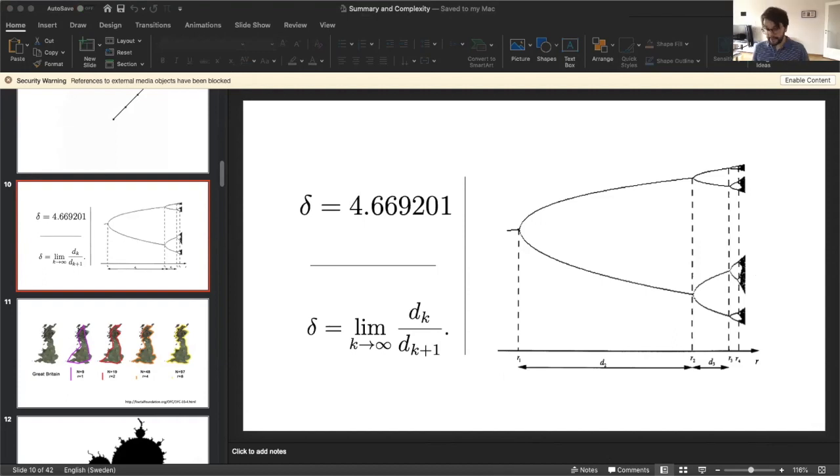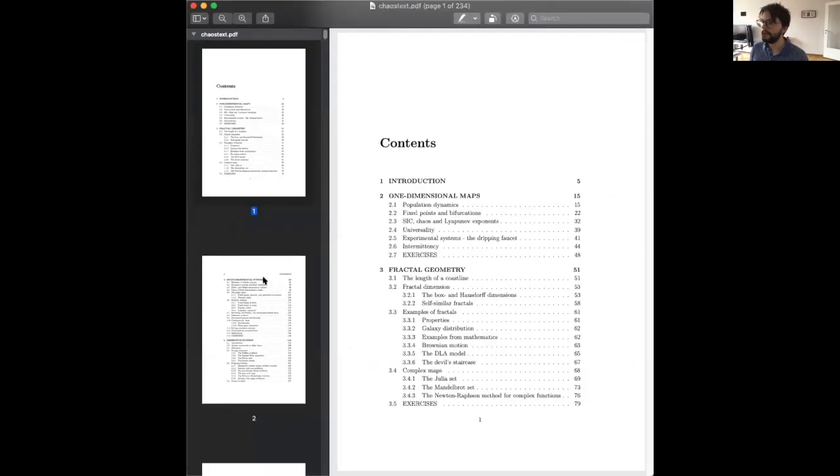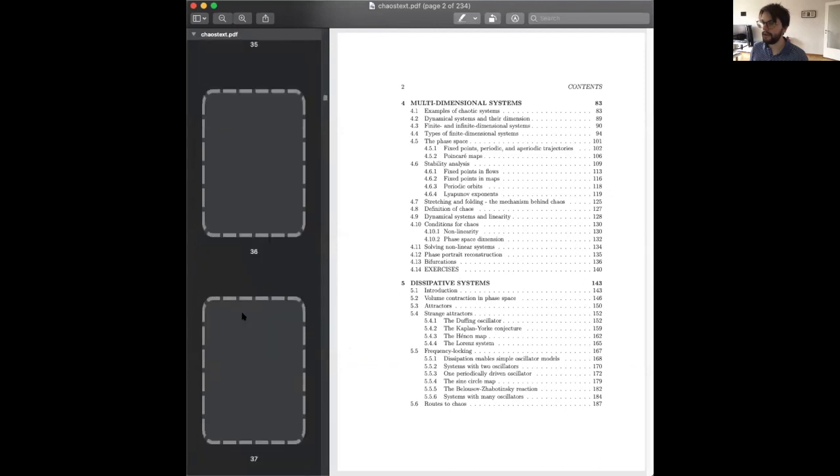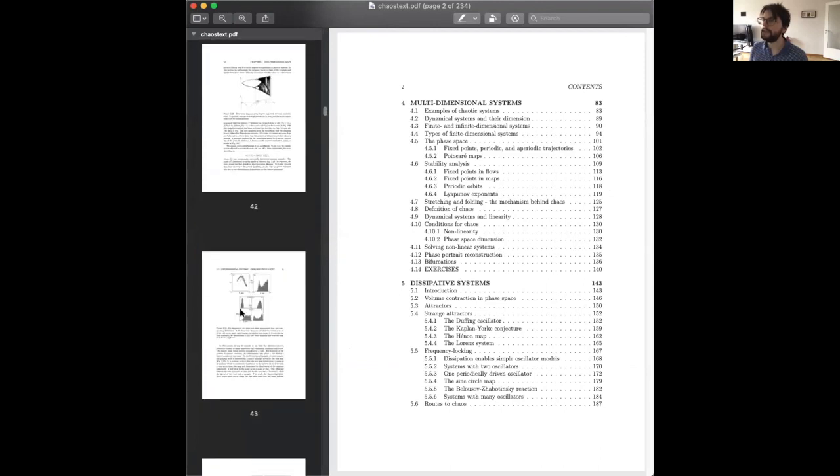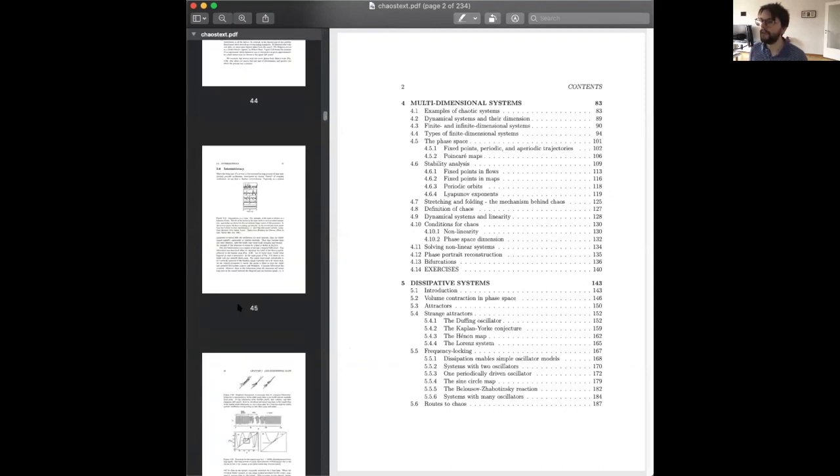So this is done in the book at page 47, if you have it under your eyes. If you don't, I will have to take it here. So share this one, okay. Page 47, you see this intermittency behavior.